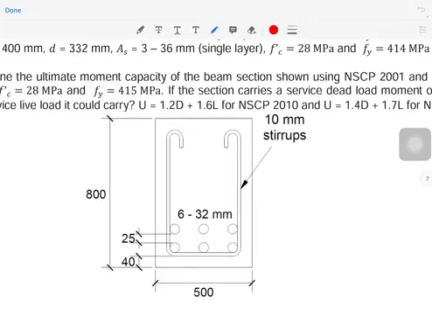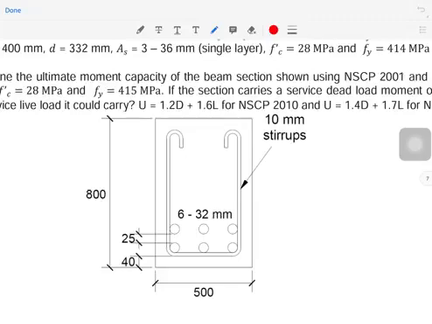Before we proceed with our solution, dt, I think dt is quite easy. So dt is from chapter 2, no? From chapter 2, I discussed it already last time, that dt is the distance from the extreme compression fiber to the extreme tension reinforcement.